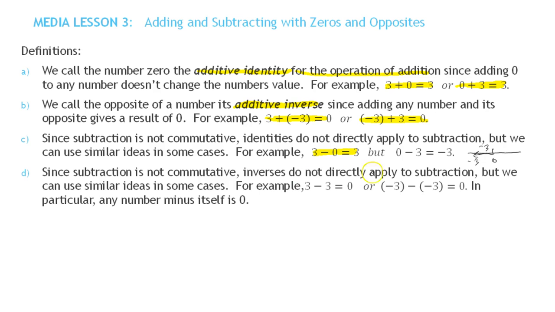Also, inverses do not directly apply like they did here. However, we can say that if you subtract a number from itself, the result is 0. So 3 minus 3 is 0, or negative 3 minus negative 3 is 0. So let's look at some examples.